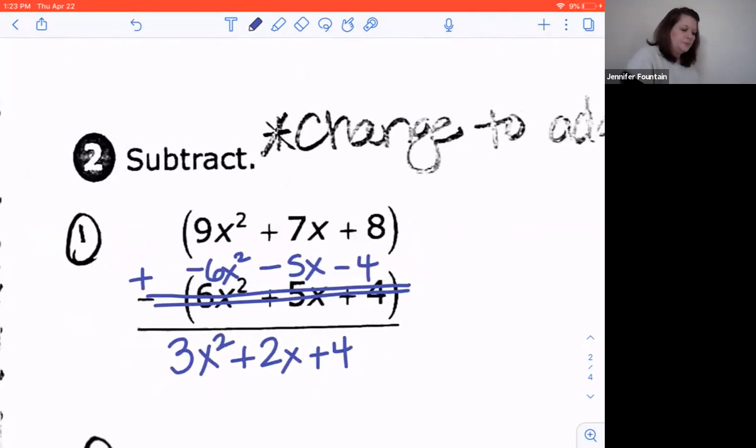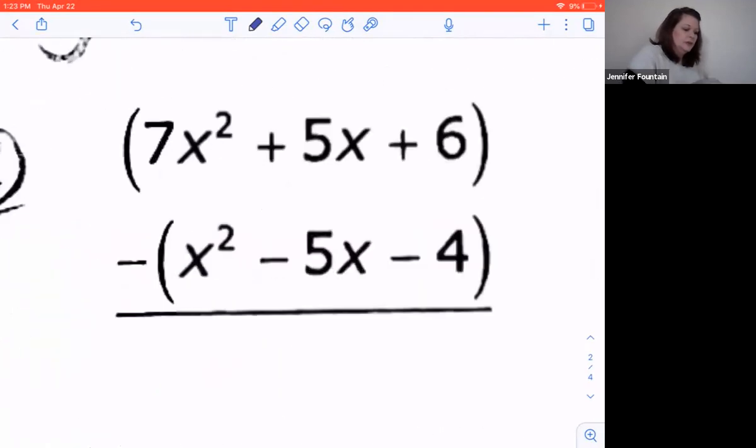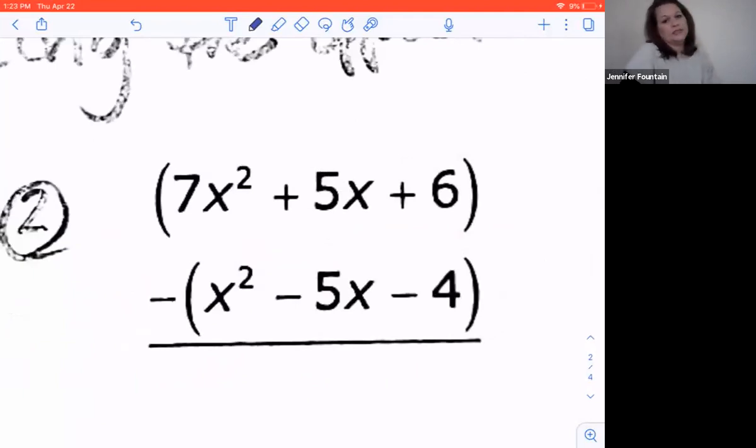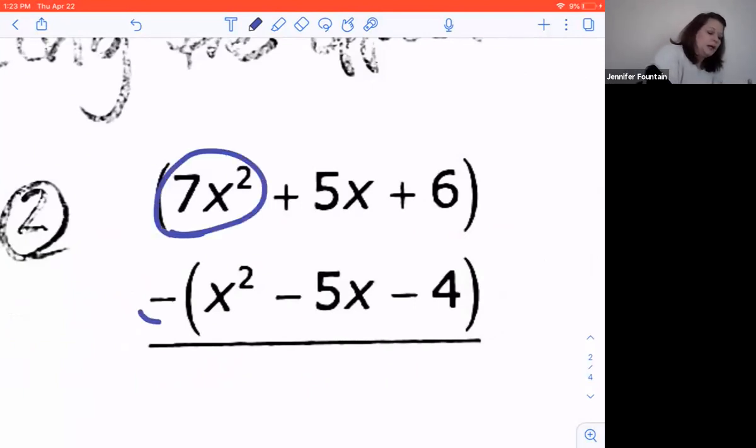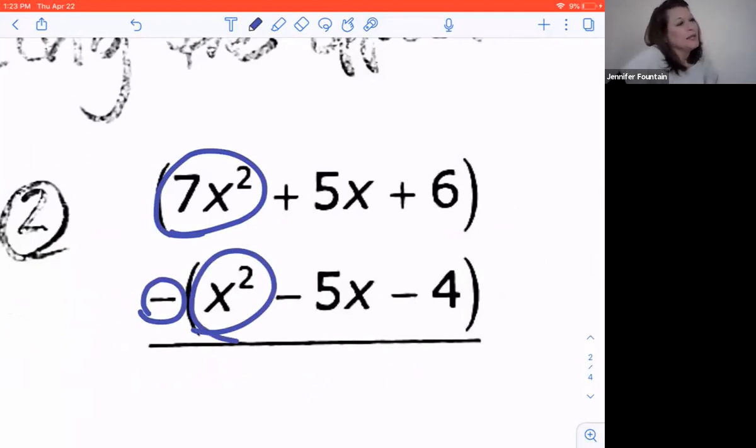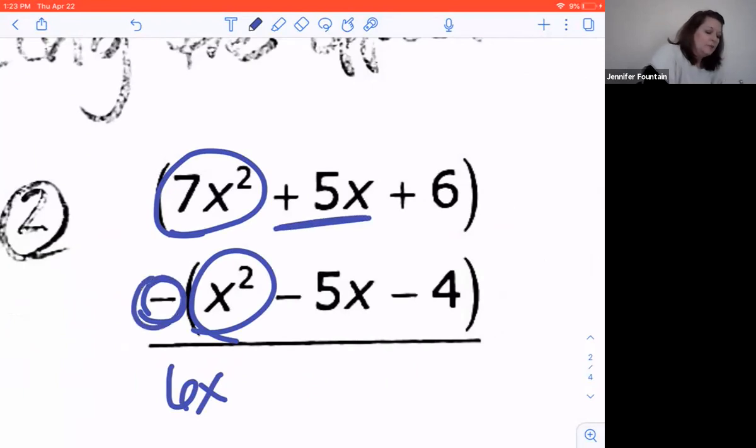Let's look at the next one. 7x squared plus 5x plus 6 minus x squared minus 5x minus 4. The reason I changed these is, just for you to see, if I started with this and said 7x squared minus x squared, that's pretty easy to say: if I have 7x squared and I take one away, I'm going to have 6x squared. But where it really gets confusing is now I've got 5x minus a negative 5x, and I might forget that that is plus a positive.